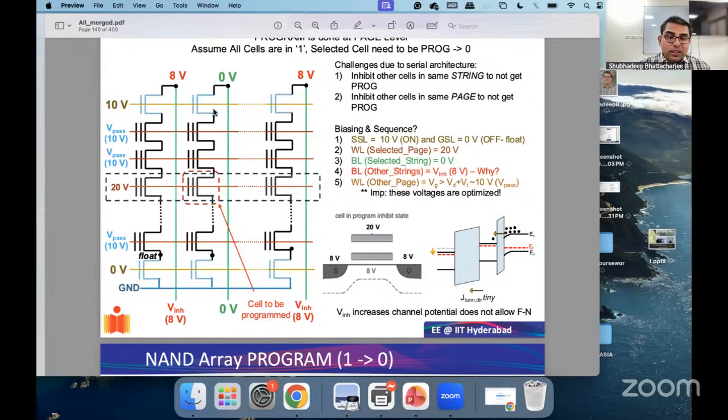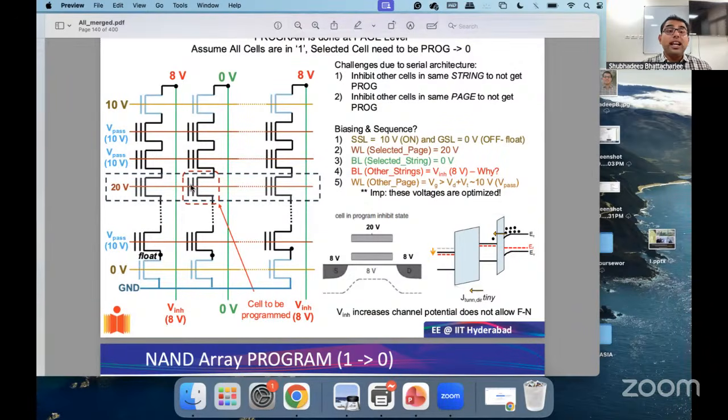Whereas the cell that you want to program, you apply 0 volts. So now across this, the potential difference is 20 volts, and easily you will be able to do a program operation. So this is basically what is happening during the program operation. When you apply 20 volts here, you will be able to attract electrons, or electrons will tunnel from your channel, the substrate, into your charge trapping layer.